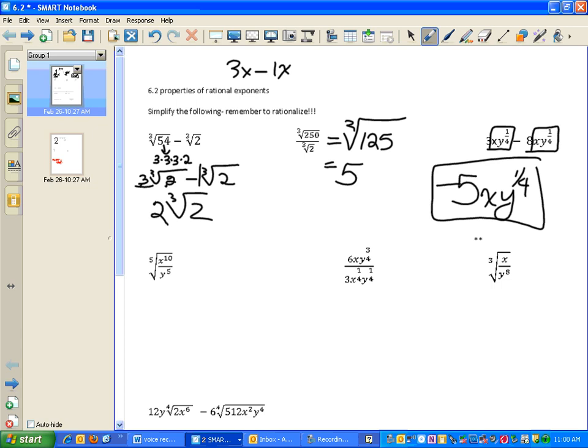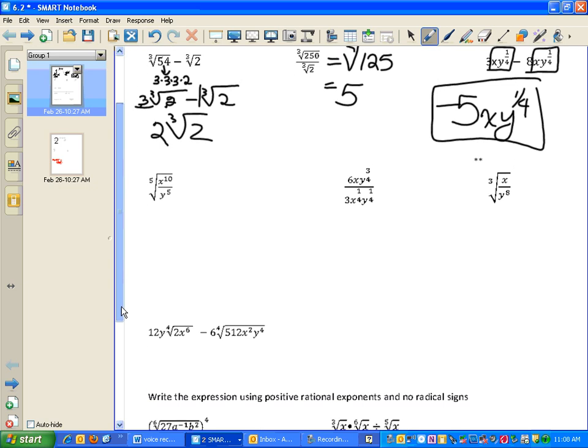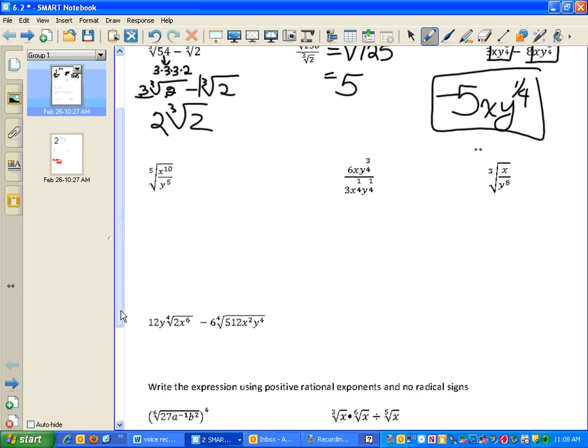There's nothing we can do. Nope. Okay, here we go. So under the fifth root, I have an x to the 10 and a y to the fifth. And I want to make sure that I can simplify it down. Well, what is the fifth root of x to the 10th? X to the 10th. How many x's are underneath there? 10. How many groups of 5s can I pull out?